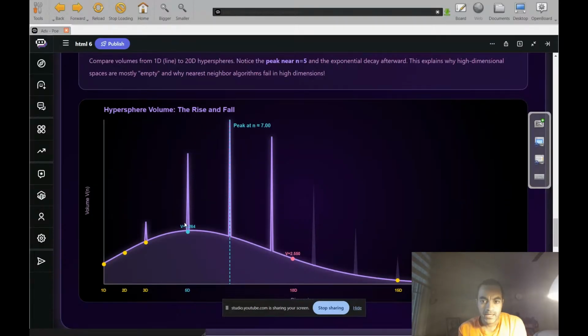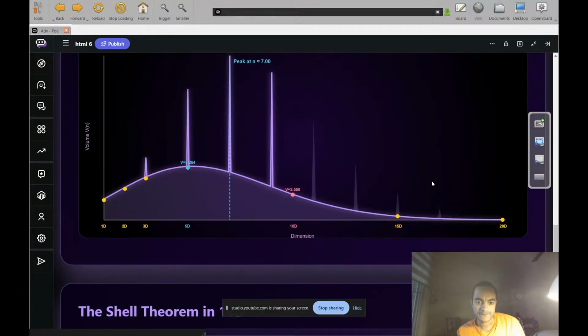All right? And not only that, as the volume decreases, what do you think happens to the number of dimensions as the volume decreases? Look at the dimensions here on the graph.